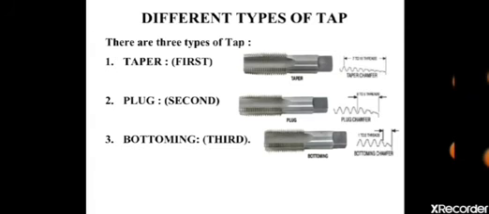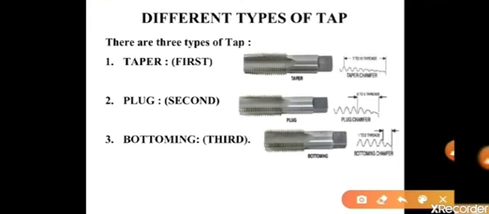Let us now discuss the different types of tap. There are three types of tap. The first one is the taper, the second is the plug, and the third one is bottoming. While creating a thread, the taper is used first, the plug is used second, and the bottoming is used third. You can see it in the picture. This is the taper that is used in the beginning while making a thread.